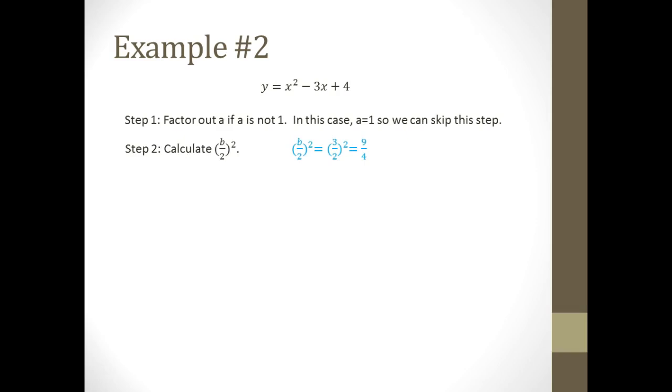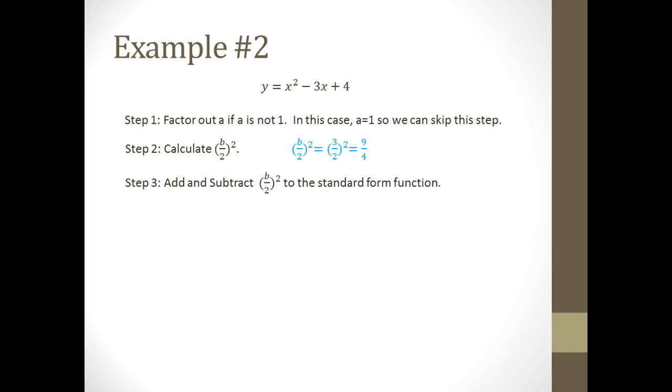We're going to calculate the value of b divided by 2, and we're going to square that. In this case, b over 2 is negative 3 over 2. We're going to square that and get 9 over 4. Keep in mind, anytime you square a negative number, you get a positive number, because a negative times a negative is a positive. So this is always going to be a positive number. And in our case, it is 9 over 4.